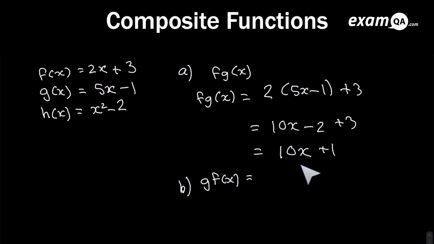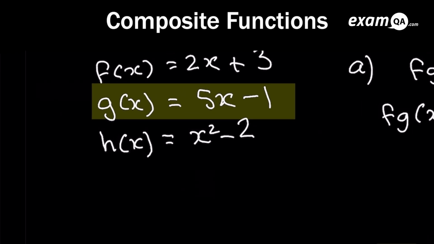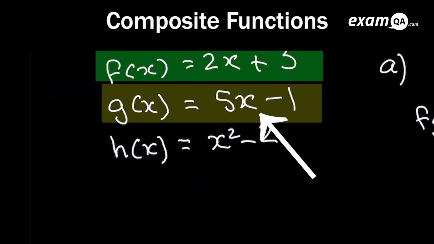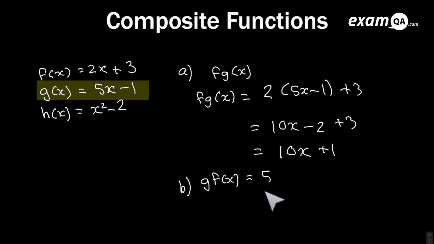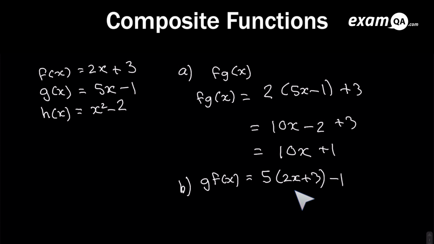Let's try one more. This time we'll try gf(x). So this time g comes first. So we're going to start writing the g function out. And again, while we're writing the g function out, whenever we see an x, we're going to throw f into it. So g is 5x minus 1, but we're going to write 5, and instead of x, we're going to put f into it. We'll write 2x plus 3 instead of that x. And we'll just continue writing the g function as we were doing. After that, we just need to expand the brackets and simplify.